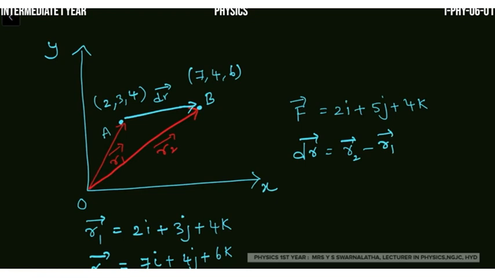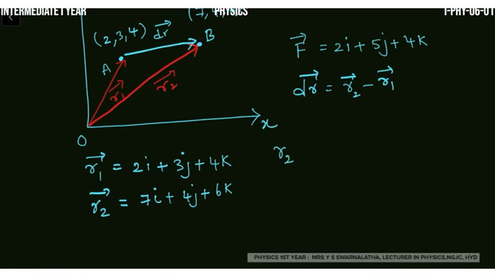R2 vector is known, R1 vector is known. We know R2 and R1. So now we should find out the displacement vector dr bar. For that we have to do R2 minus R1. Simply, 7i minus 2i is 5i, plus 4j minus 3j is j, and 6k minus 4k is 2k.